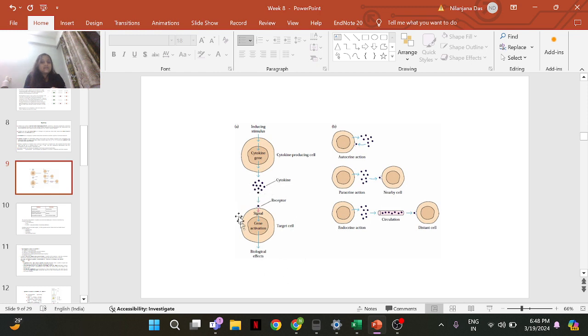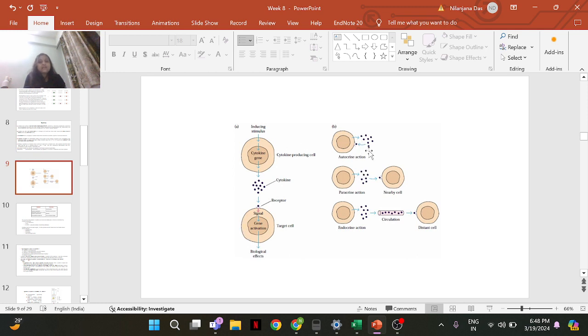Here there is a receptor. The receptor binds with the cytokines, and there is a signal. There is a gene activation. There are different effects, as I told. There can be different effects like proliferation, differentiation, other cytokine production. So it will lead to different kinds of biological effects.